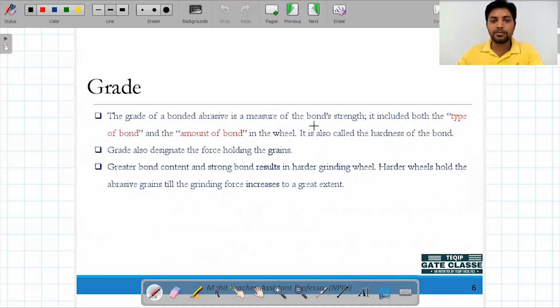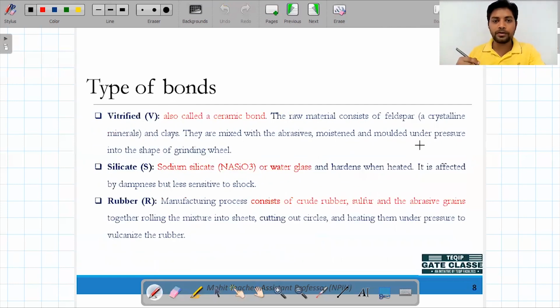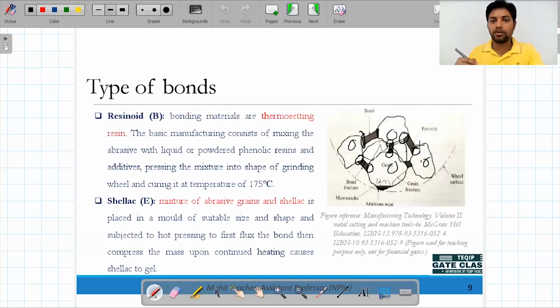The grade of a bonded abrasive is a measure of bond strength. It includes both the type of the bond and the amount of the bond in the wheel, and is also called the hardness of the bond. Hardness of the bond means, when the wheel is rotating, micro cracks form, because we are continuously using this wheel to remove material from the workpiece surface. So micro cracks are initiated, and the shape will become like this. It has some limit.